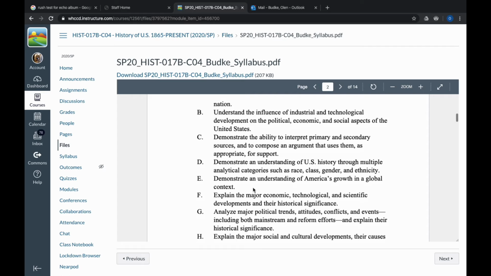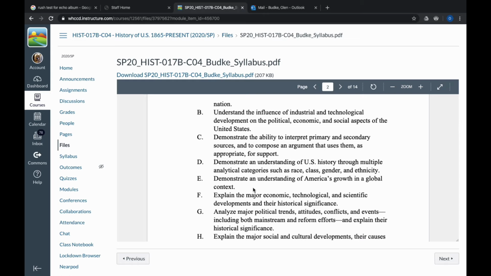Demonstrate the ability to interpret primary and secondary sources. Let's talk about that briefly. A primary source means it's something that was created at or directly around the time that we're studying. So if we are studying Reconstruction, then if we're looking at a primary source, it's going to be something that was written between 1865 and 1877, or right around that period. That would be considered a primary source.